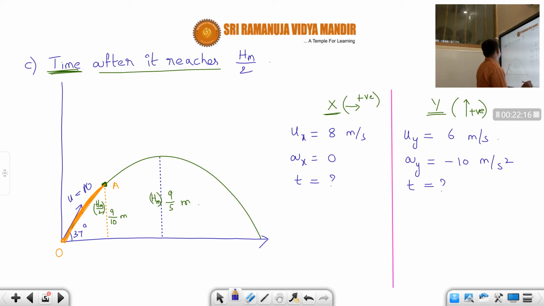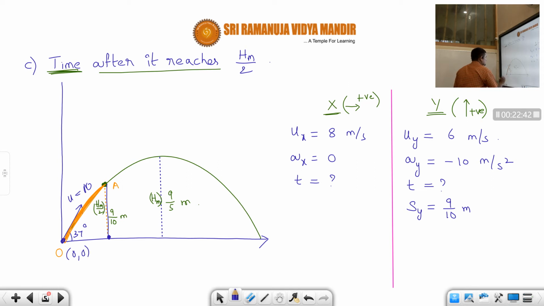But they gave distance, correct or not? Half of the maximum height. Half of the maximum height means this is the distance. This distance is in which direction, students? This distance is in y direction. So that means Sy they gave as 9 by 10 meters. Correct or not? Okay, students, I hope you are understanding. If you have not understood, I will tell in another way.